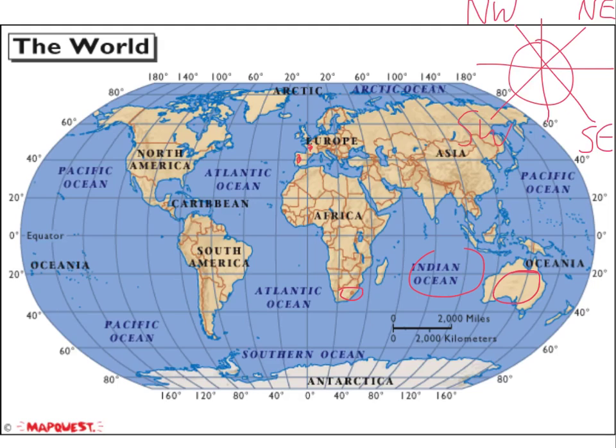If we wanted to talk about the relationship of Iran right here and Saudi Arabia right here, we could say that Saudi Arabia is to the southwest of Iran because it's to the bottom left of Iran. If we wanted to talk about the relationship of, say, Alaska and Canada, we could easily say Alaska is to the northwest of Canada because it's to the upper left.